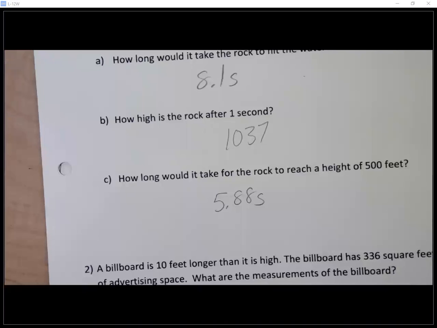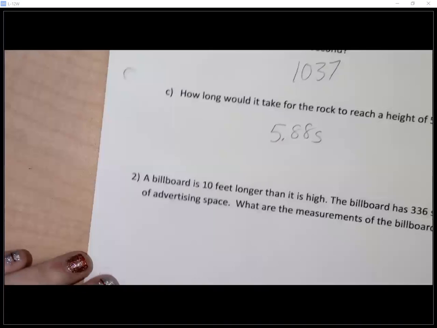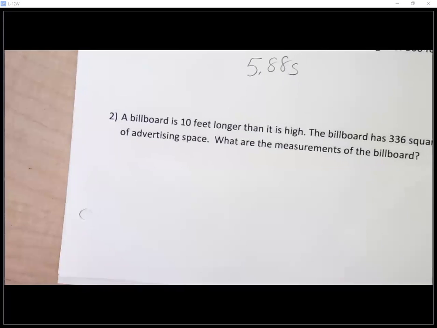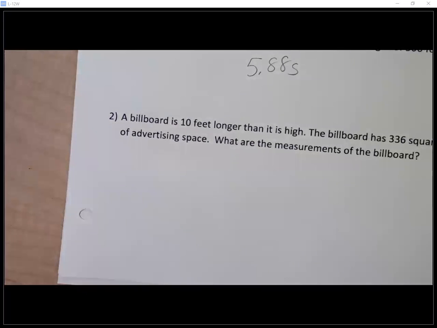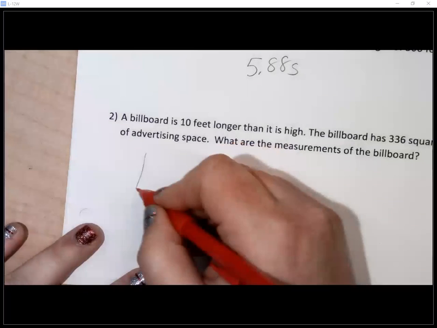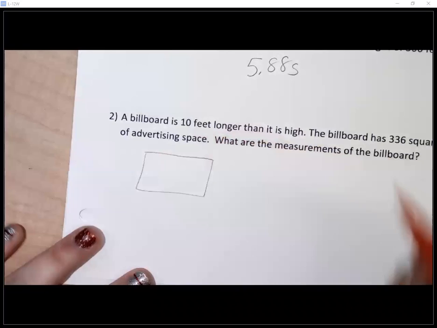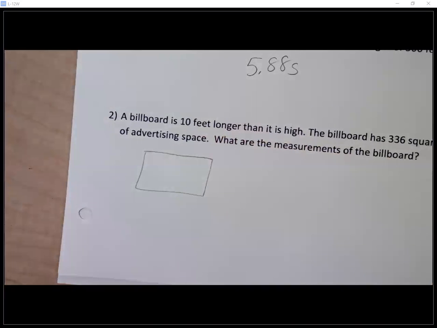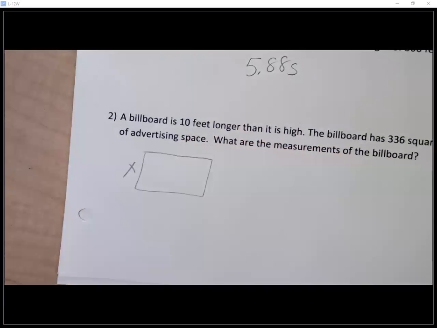All right, let's see if we can work our way through the second one. A billboard is 10 feet longer than it is high. The billboard has 336 square feet of advertising space. What are the measurements of the billboard? Well, let me ask you this question. Do you know how high the billboard is? Yeah, let's call it X. So if the height is X, what's the length? X plus 10.